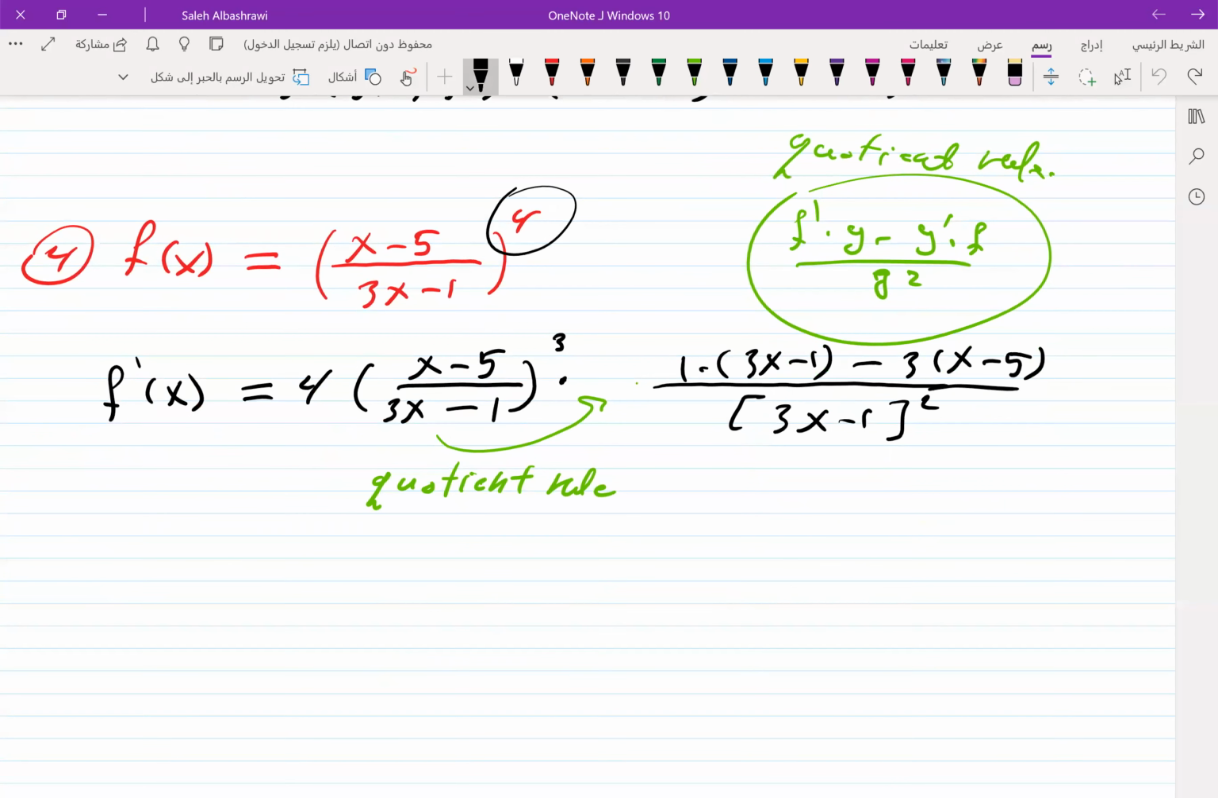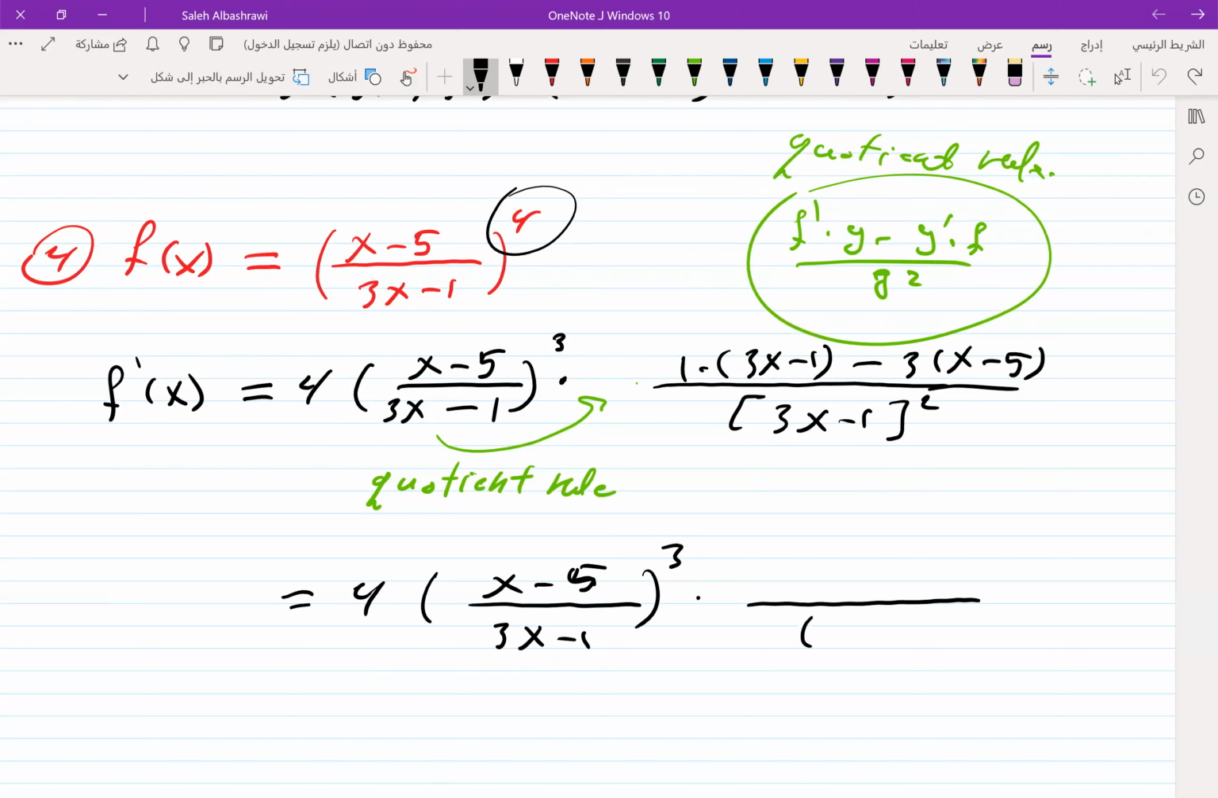So this can be written in simplest form. It will be 4 multiplied by ((x minus 5) divided by (3x minus 1)) to the power 3, multiplied by (3x minus 1) squared, and that will be 3x minus 3x. If we just simplify it, this one will cancel this one, and it will be minus 1 with plus 5, which is equal to plus 4. And this will be the derivative.